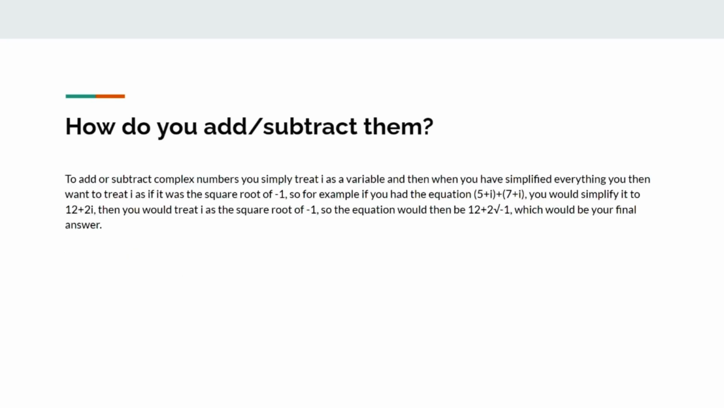So first we're going to go over how to add or subtract complex numbers. To add or subtract complex numbers, you simply treat i as a variable at first. And then when you have simplified everything, you then want to treat i as if it was the square root of -1. So for example, if you had the equation (5 plus i) plus (7 plus i), you'd simply simplify it to 12 plus 2i. Then you treat i as the square root of -1. So then the equation would be 12 plus 2 times the square root of -1, which would be your final answer.